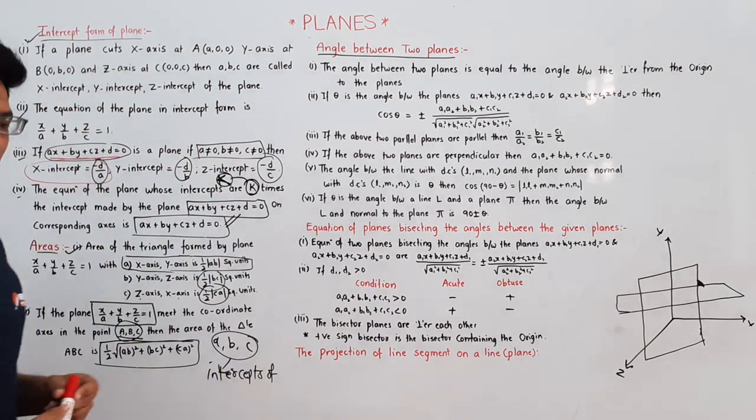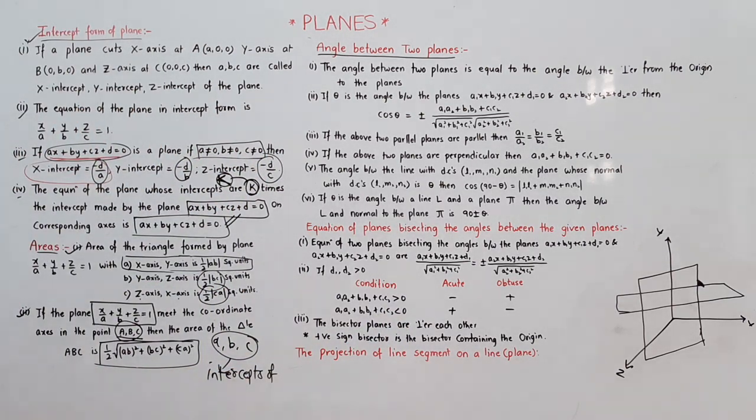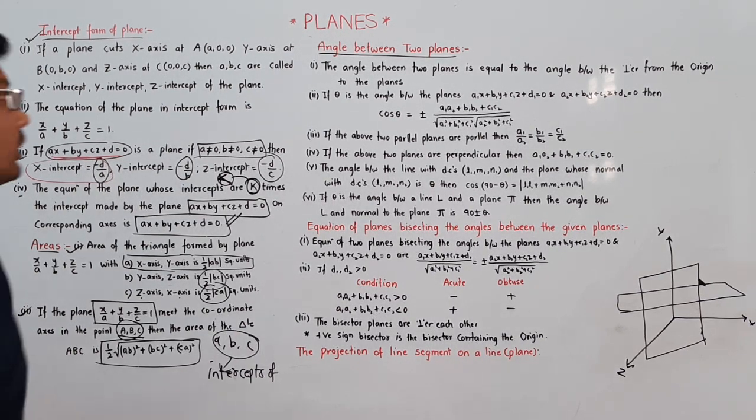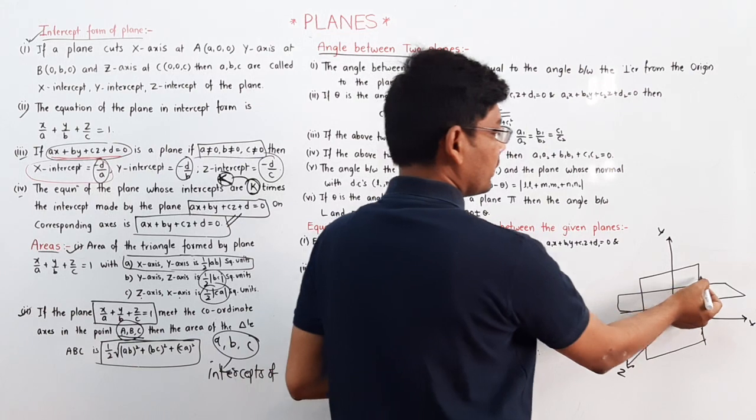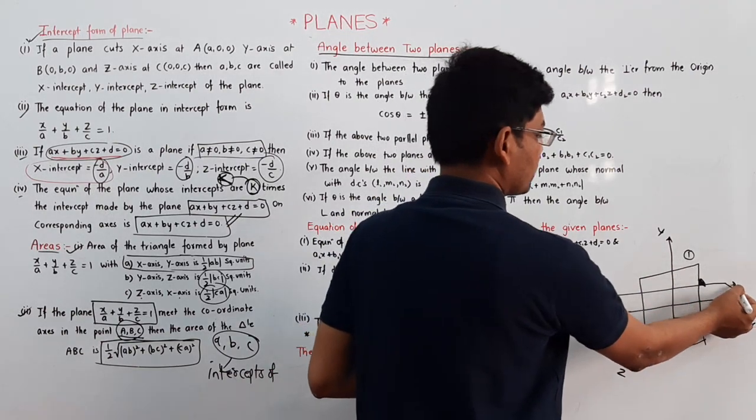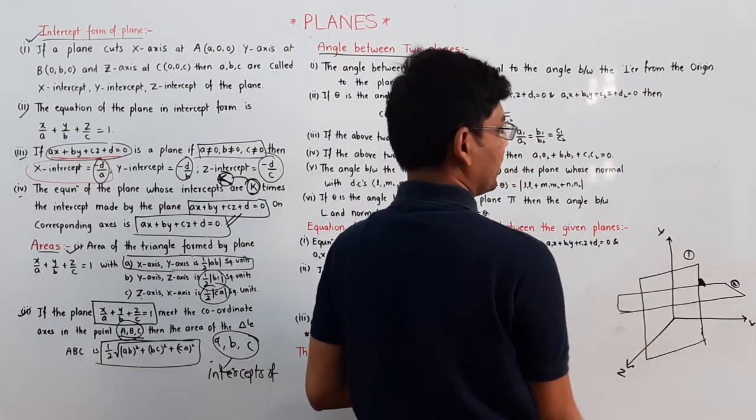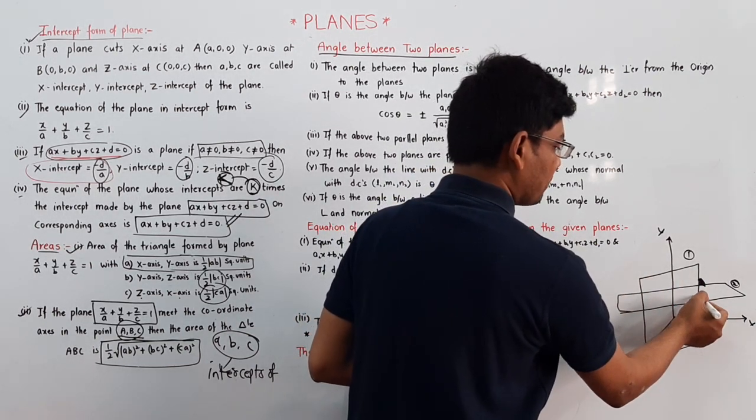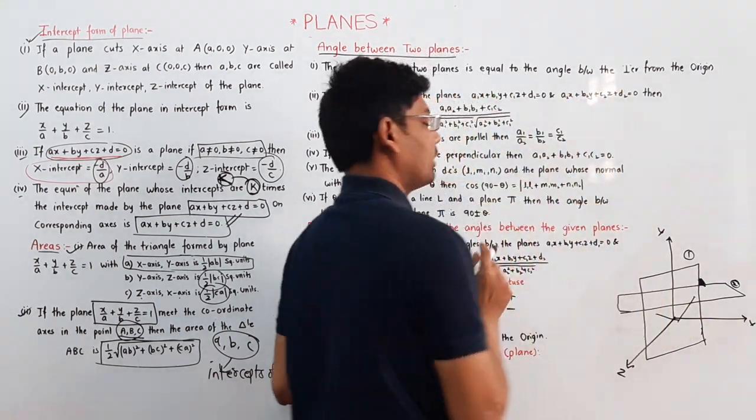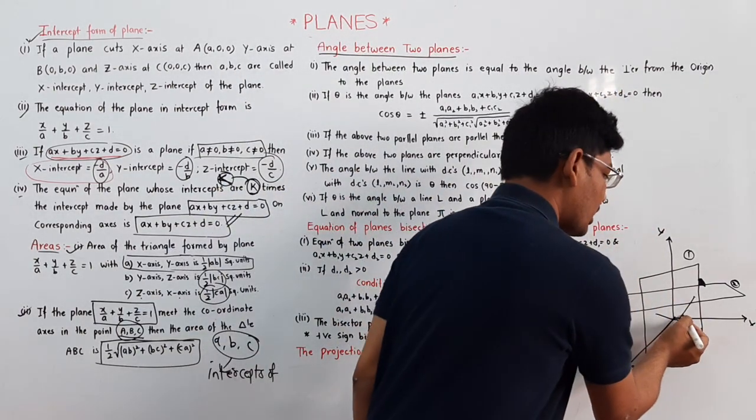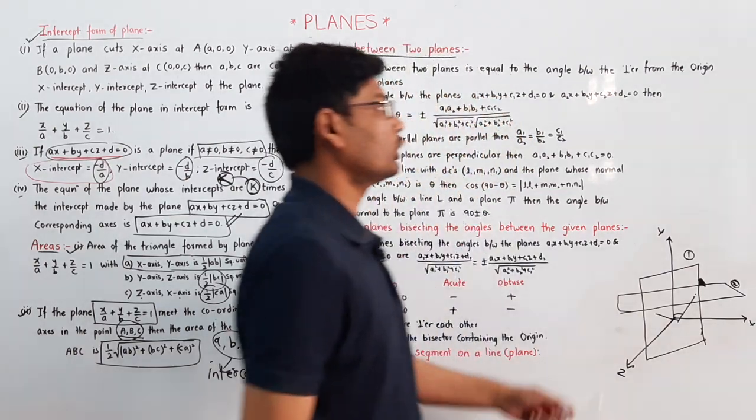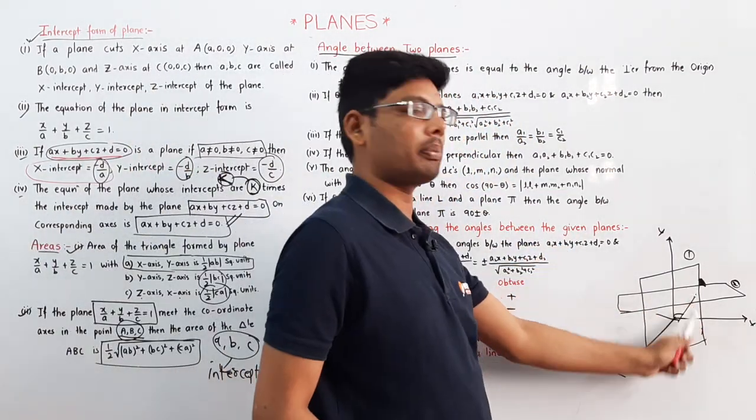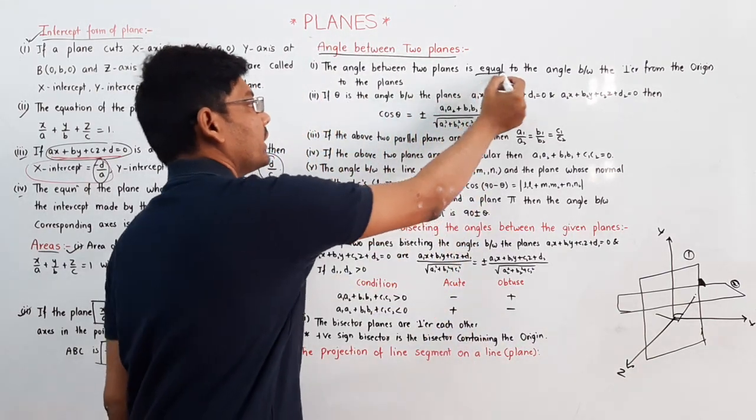The angle between two planes is equal to the angle between the perpendiculars. For example, this is plane 1 and this is plane 2. The angle made by these two planes is equal to the angle between the perpendiculars drawn to plane 1 and plane 2 from the origin, both are equal, he is saying.